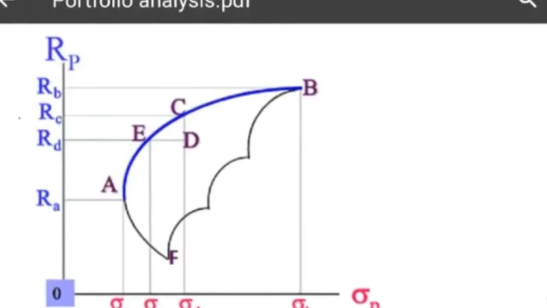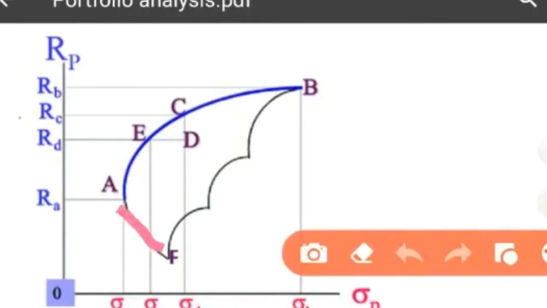Next sentence. All the feasible portfolios on FA have been rejected from the efficient set because there are efficient portfolios available at AC which offer higher return at the same risk. That is, they have said AF is actually inefficient. Why? You can see why AF is rejected when you choose a portfolio A and A's return is, suppose, 10, and A's risk is also 10.